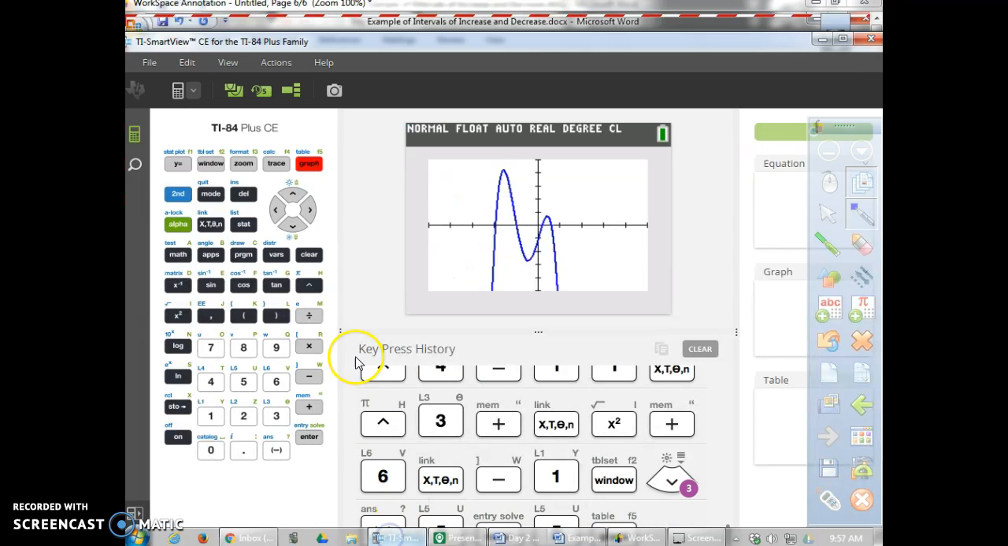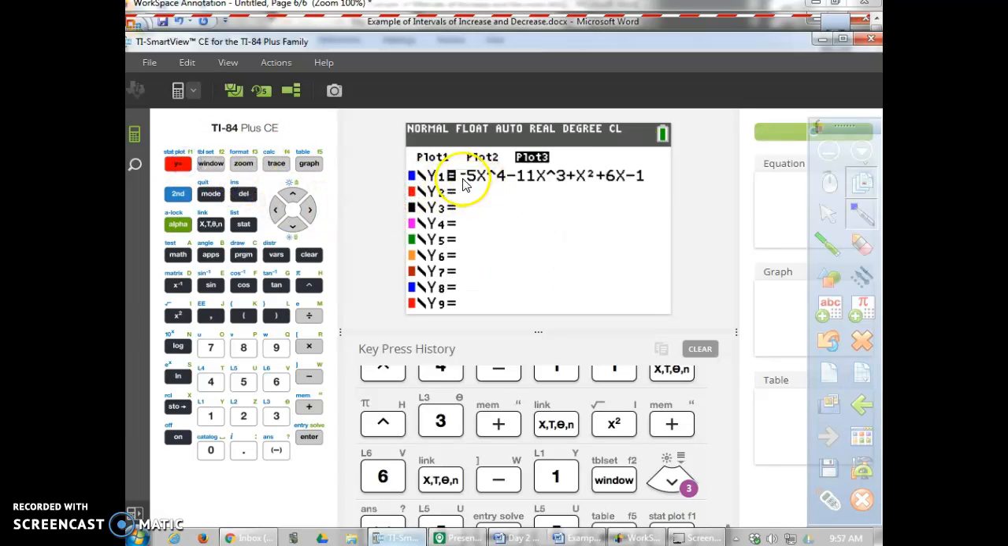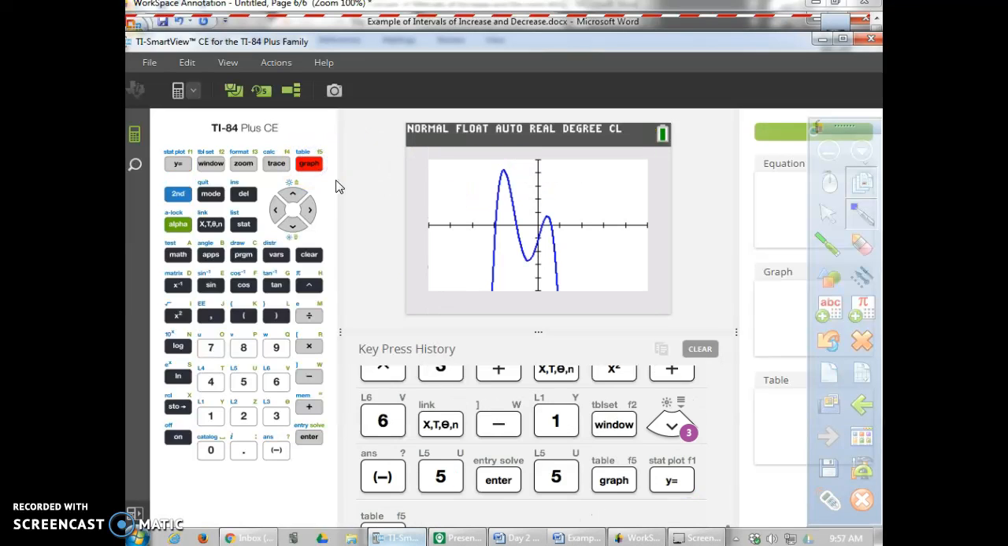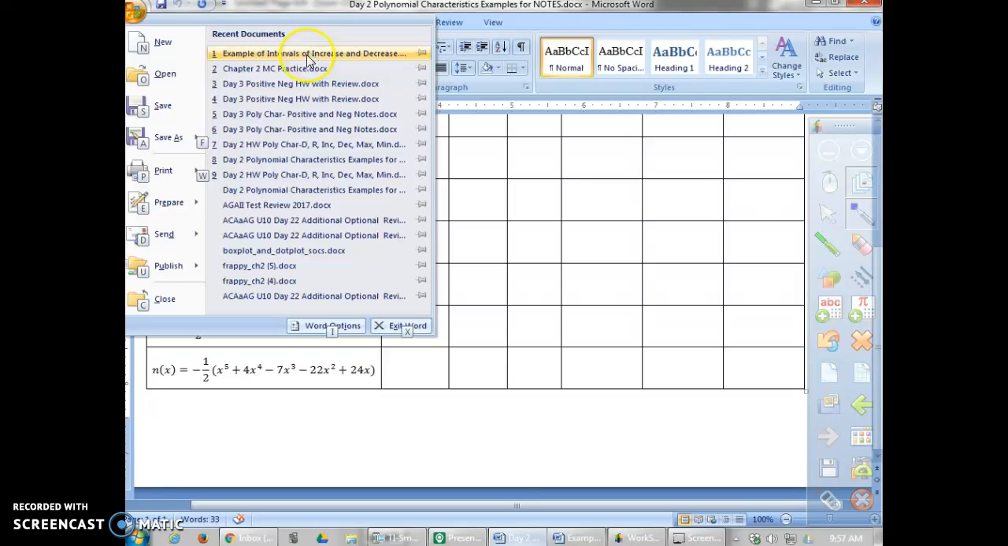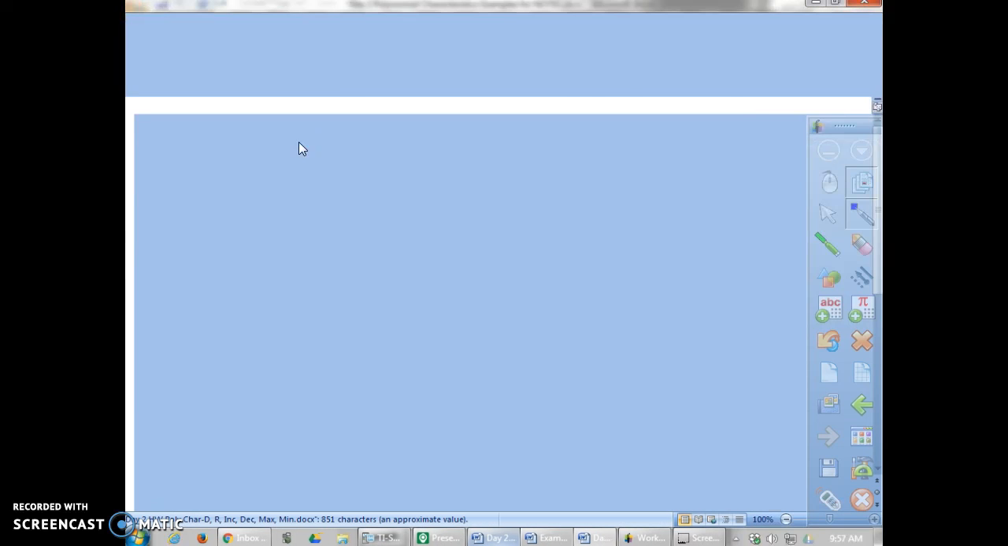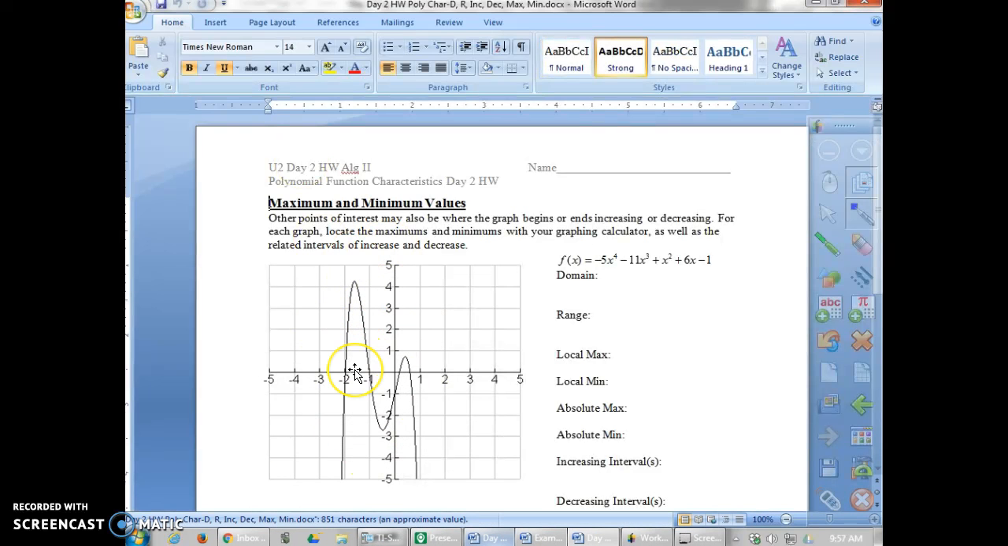So let's go to the graphing calculator. I told you I would do the first homework problem with you. This is just the first function, negative 5x to the fourth minus 11x cubed, and you actually have it on your sheet of paper. So let me open that up for you real quick. It's actually on the graph, but the reason I have to do it in the graphing calculator is because I specifically need to find this point, and this point.